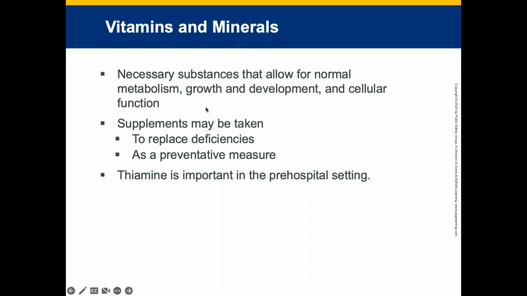Some vitamins and minerals are necessary substances that allow for normal metabolism, growth and development, and cellular function. They may be taken as supplements to replace deficiencies or as a preventative measure. And thiamine is important in the pre-hospital setting. Thiamine aids in converting carbohydrates into energy. So people with alcoholism, among others, tend to be deficient in this vitamin, right? So one of the medications that medics used to carry was thiamine. It used to be 100 milligrams intravenous to these patients that had alcoholic issues to help give back that vitamin B1. All right, so that's what thiamine would be for.